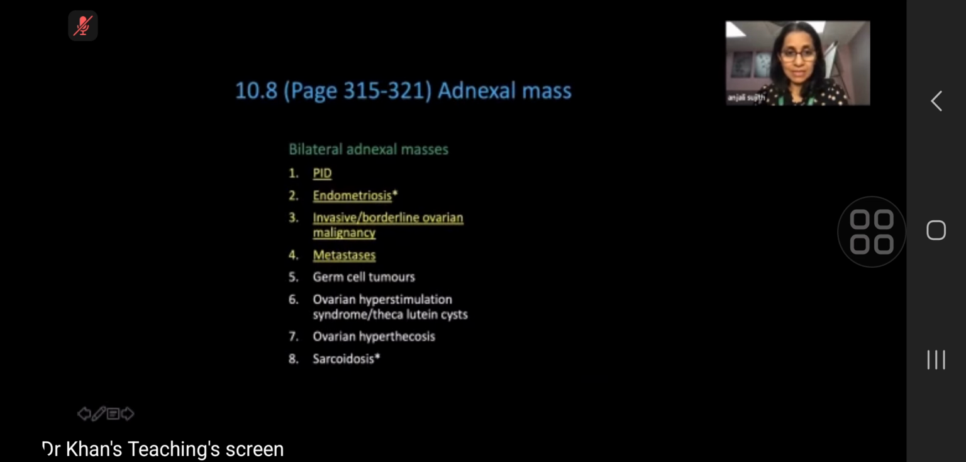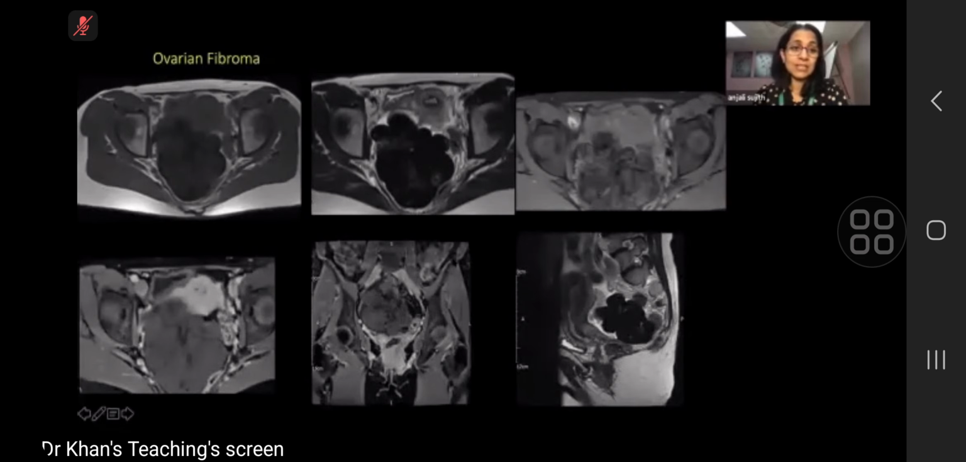So Chapman gives the differential for bilateral adnexal lesions, which are as follows. Okay, we have covered the highlighted ones anyway. So this is for completion's sake.